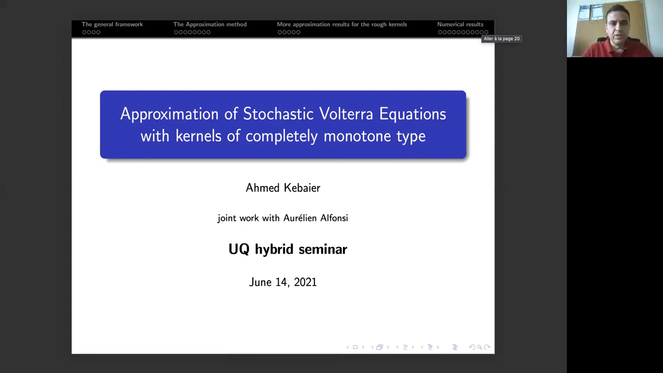So the talk of today is a joint work with Aurélien Alfonsi from École des Ponts about approximation schemes for stochastic Volterra equations when the kernels of the stochastic Volterra equation are of completely monotone type.